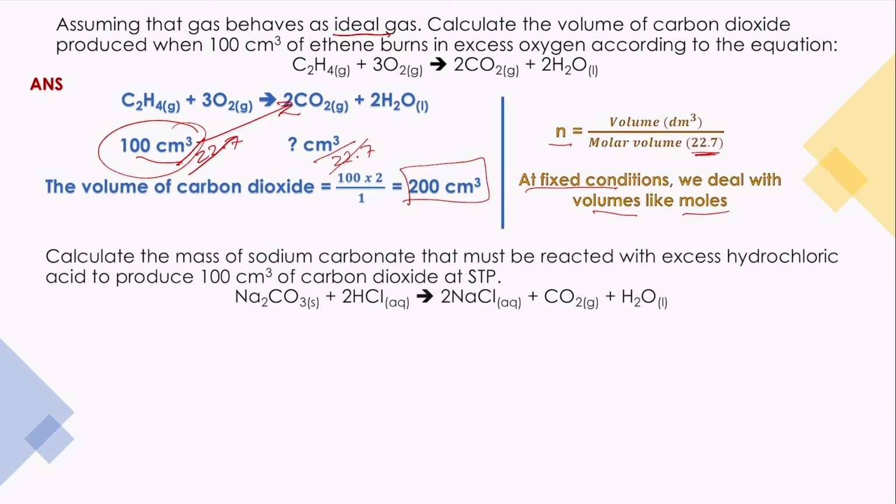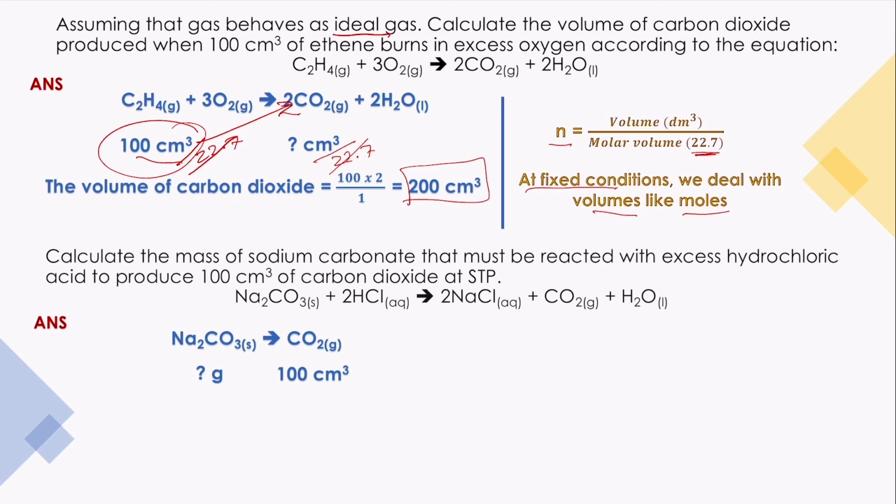Let's check another problem. Calculate the mass of sodium carbonate that must be reacted with excess hydrochloric acid to produce 100 cubic centimeter of carbon dioxide at STP. I will write what concerns me in the equation, sodium carbonate and the carbon dioxide, what I have in the problem, 100 cubic centimeter of carbon dioxide, and I would like to calculate the mass of sodium carbonate.